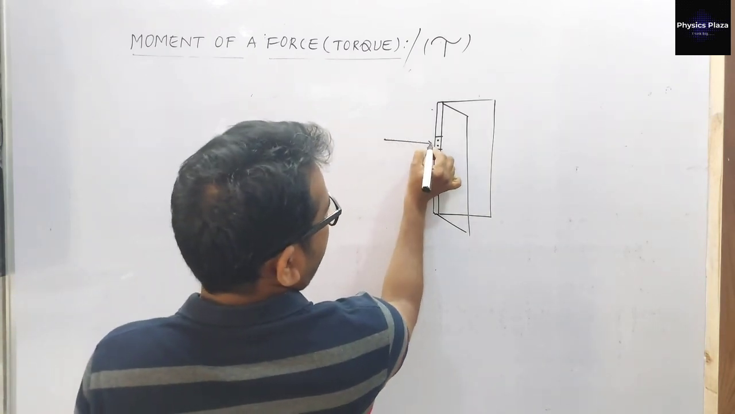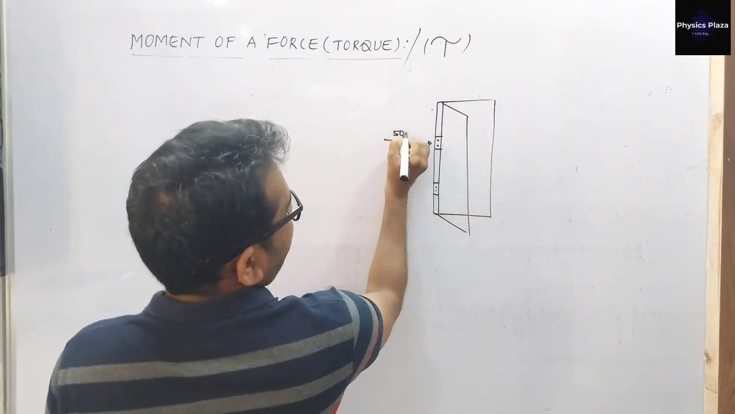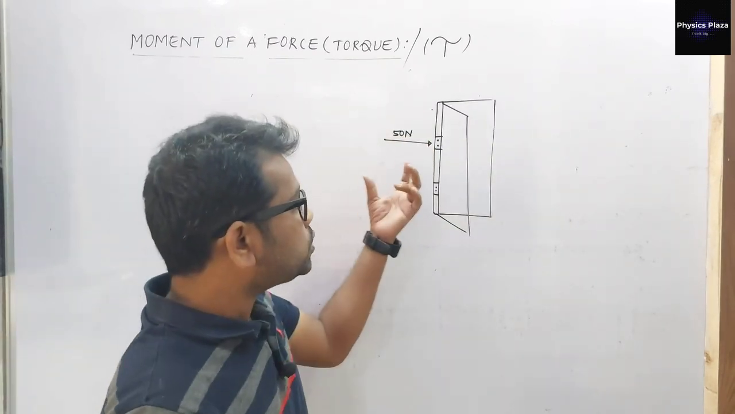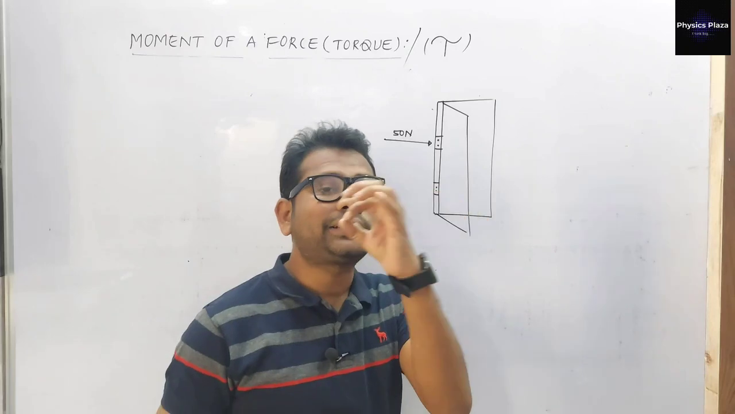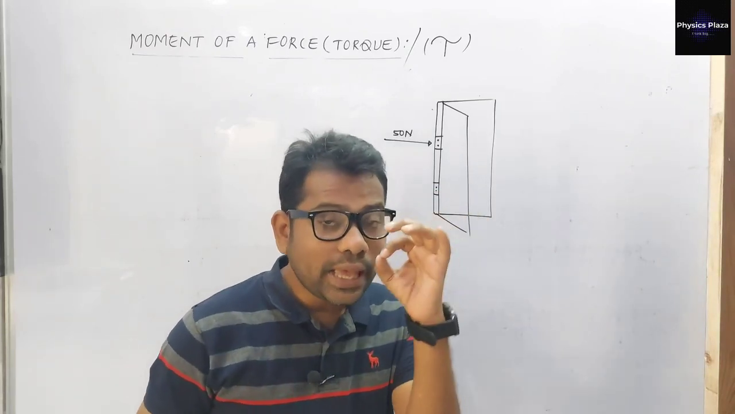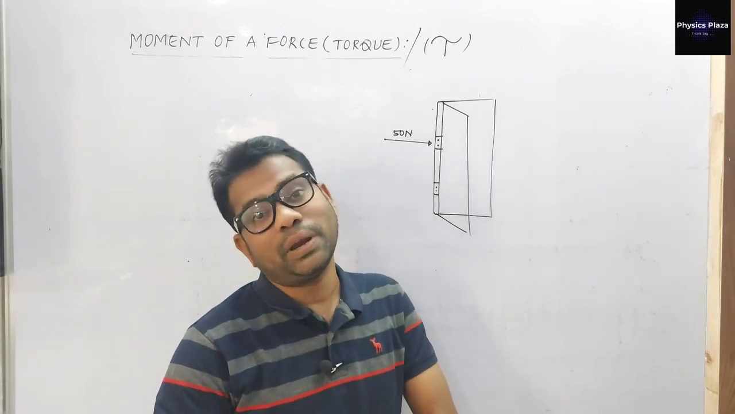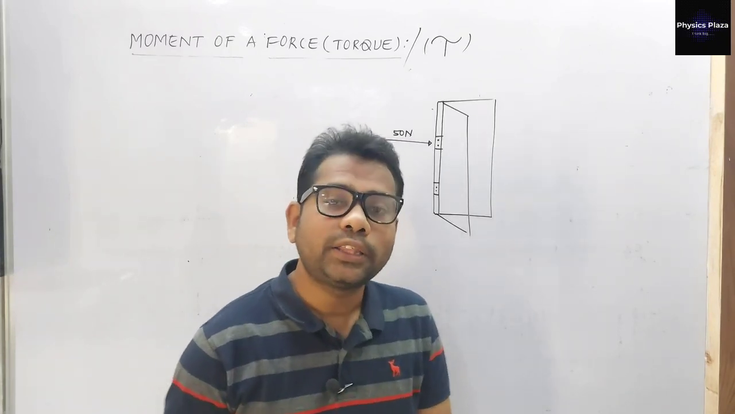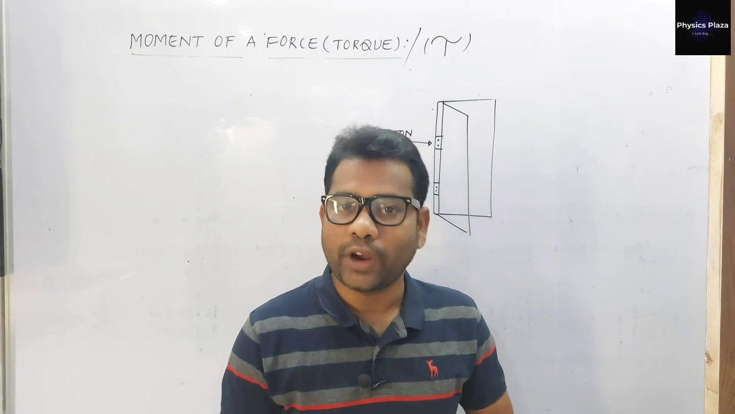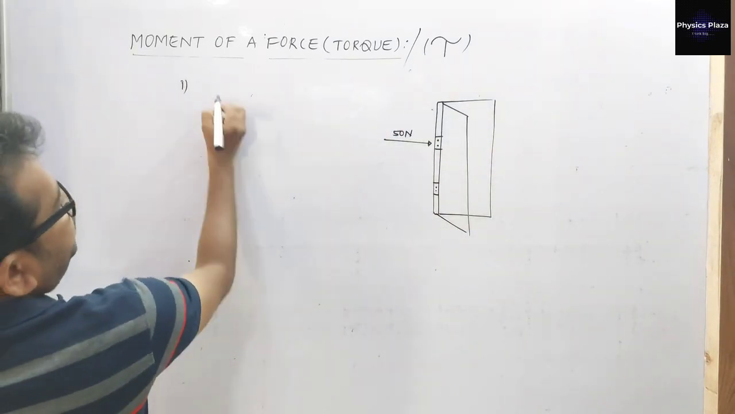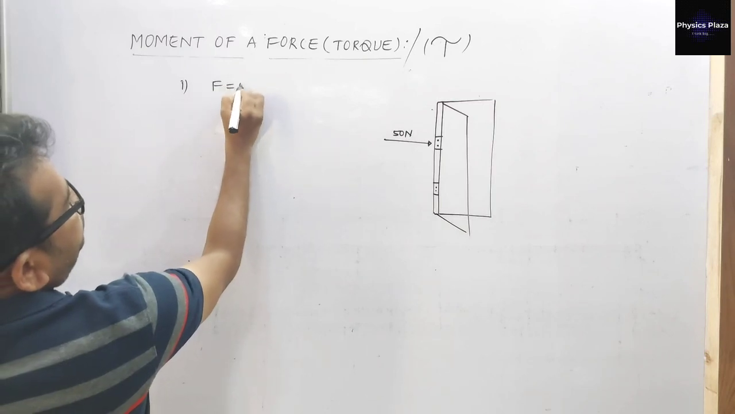A force of 50 Newton, very, very important, children, just note down, is acting at hinges, very important, at hinges. Then find the moment of force. So here, first numerical, what is given? F is equal to 50 Newton.